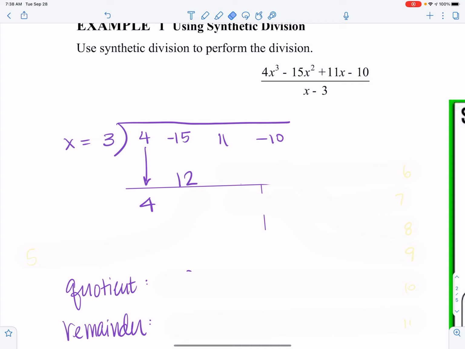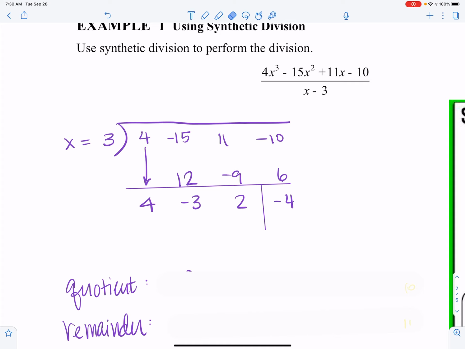And then you're going to add that 12 to whatever is above it. So a negative 15 plus a 12 will give you a negative 3. And then you're going to repeat this process. So multiply, negative 3 times 3. And then add that to whatever is above, which is going to be a 2. Multiply, 2 times 3, it's going to be 6. Add it to what is above, and that's going to give you a negative 4.